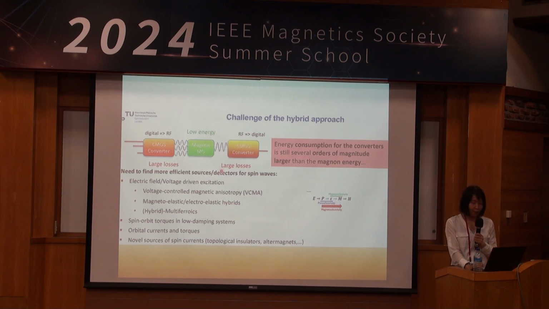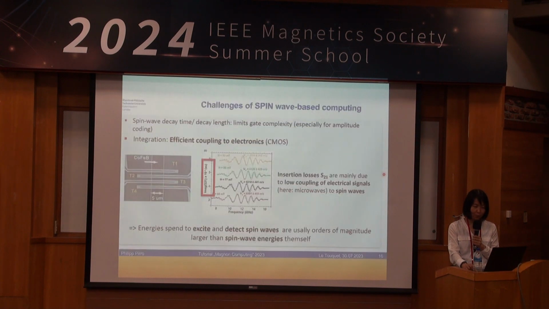One of the hard parts is that we always like to argue that magnons are energy saving, but the difficult thing is the conversion process. From CMOS to magnon and back to CMOS, the energy consumed in a converter is actually several orders of magnitude larger than the magnon energy. So there are a lot of challenges to be overcome to make magnon-based computing a reality. I'm going to be a little brief about the challenges.